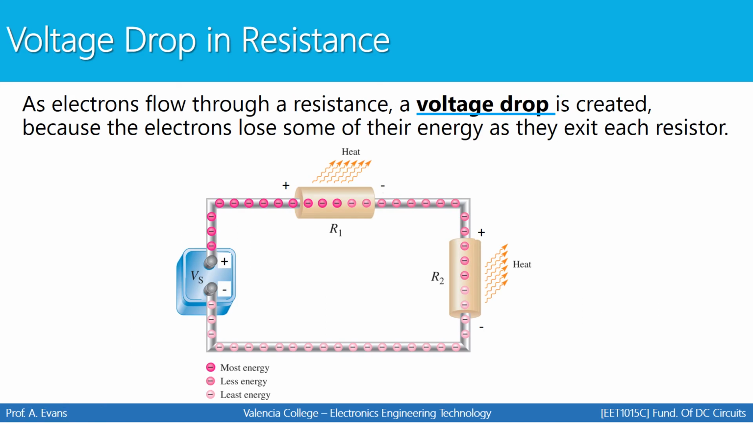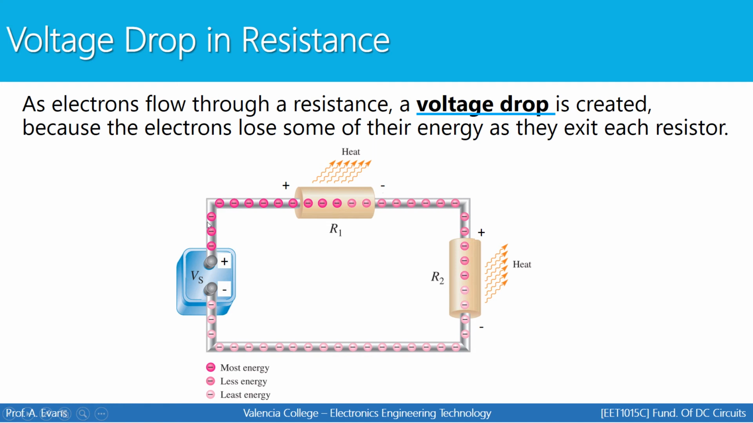As electrons flow through a resistance, a voltage drop is created because the electrons lose some of their energy as they exit each resistor. If you look at this diagram here on the screen, we have a voltage source. The voltage source has a positive and a negative terminal. Remember that whenever we think about the flow of current in a circuit, the flow of current begins from the voltage source and it exits from the positive terminal. So electrons are going to flow out of the voltage source this way around the circuit.